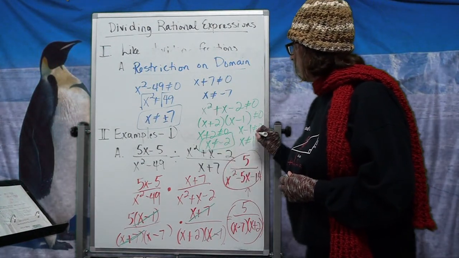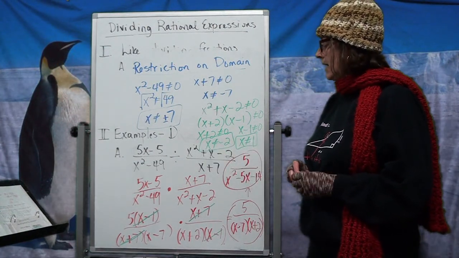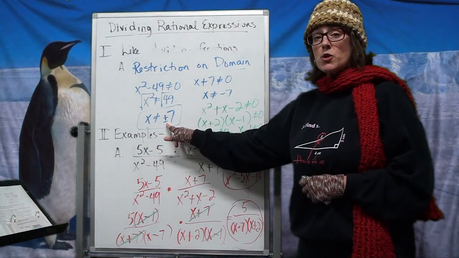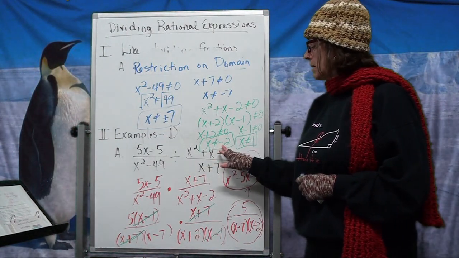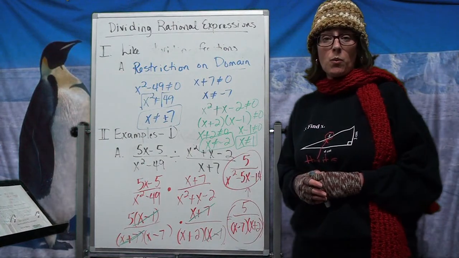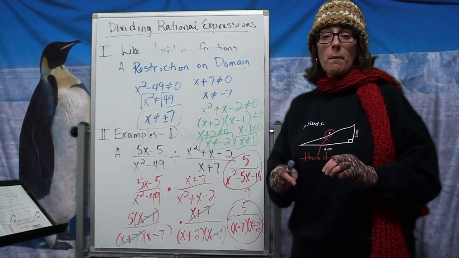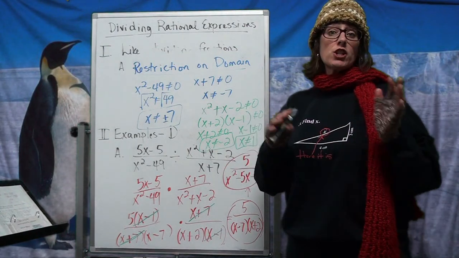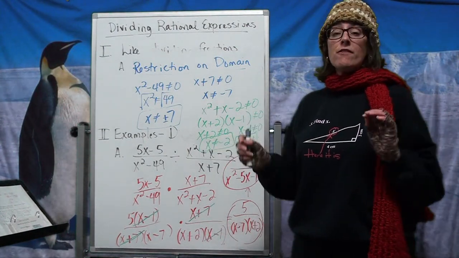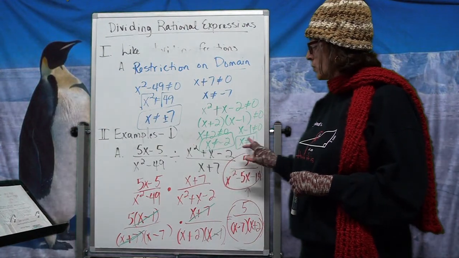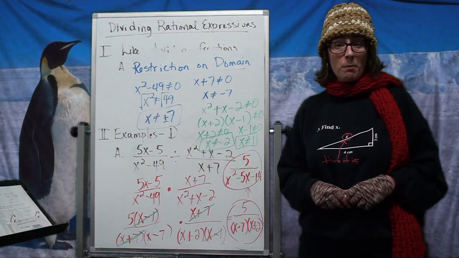So here's all the restrictions on the domain in that case. X had better not be a plus or minus 7. X had better not be a negative 2, and x had better not be a 1. Anything else is okay. Any other number, whether it be positive, negative, fraction, decimal, even irrational, everything else is fine, just not these two, this one, or this one. Not any of those four numbers.